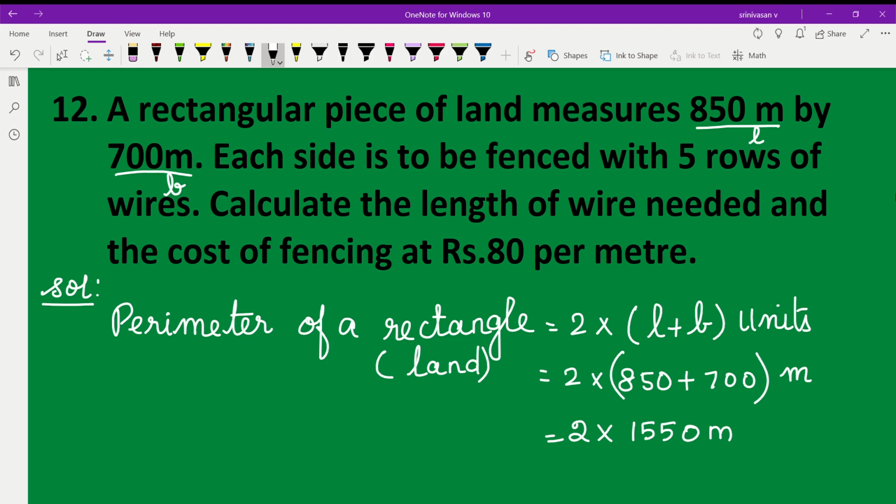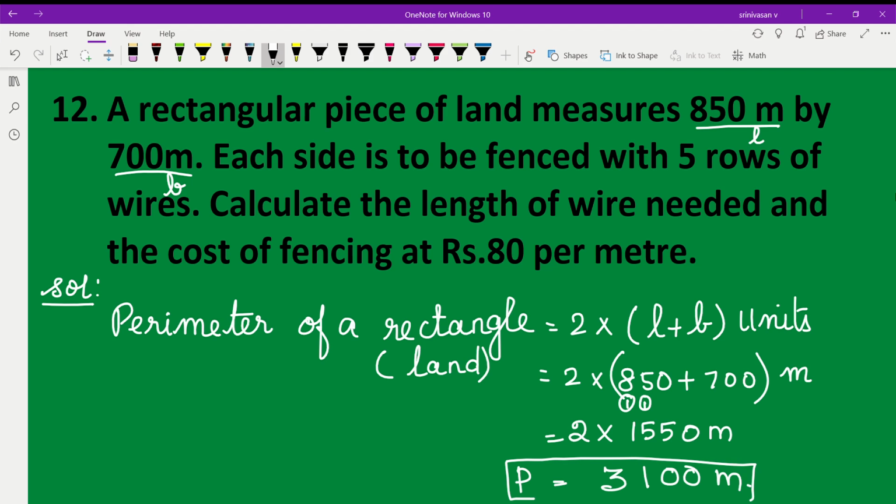Now multiply by 2. 2 zeros are 0. 2 fives are 10, 1 carry over. 2 fives are 10 plus 1, 11. 1 carry over. 2 ones are 2. 2 plus 1 is 3. So 3100 meter is the perimeter of the land.